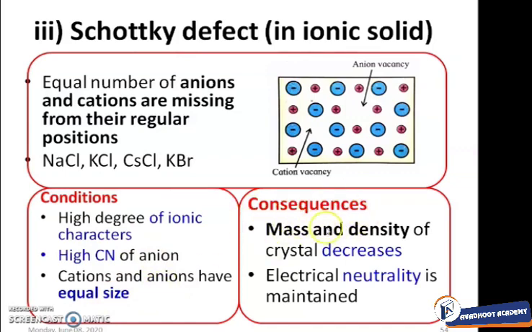What are the consequences of this Schottky defect? The first important consequence is that the mass and density of the crystal decrease, because there is a loss of anions and cations, and therefore mass and density decrease. Another consequence is that electrical neutrality is maintained, because there is an equal number of vacancies of cations and anions. Therefore electrical neutrality in this type of defect is maintained.